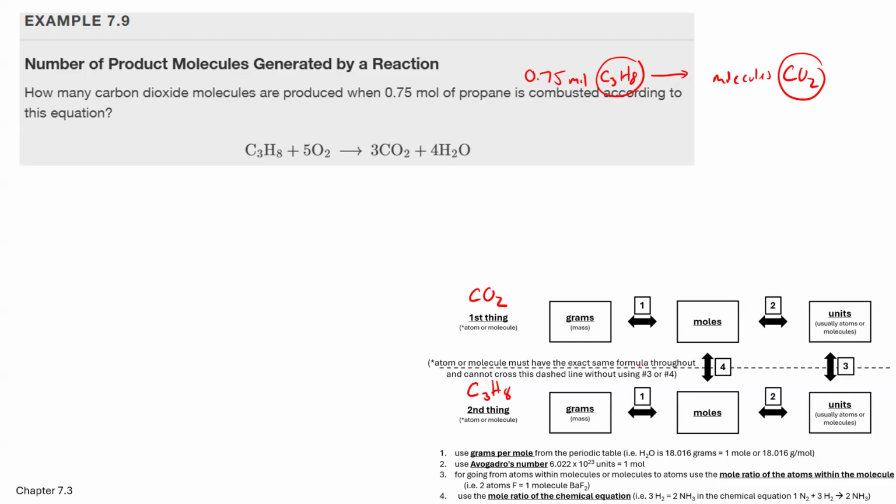This is our start. We're starting with 0.75 moles of something. So this is our start. I'm going to label this start. We're going to go to molecules of CO2. So that's where we are, atoms or molecules. So we're going to cross arrow 4, and then we're going to cross arrow 2. So let's do that.